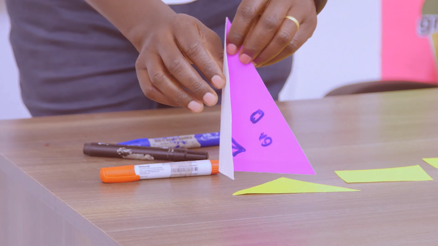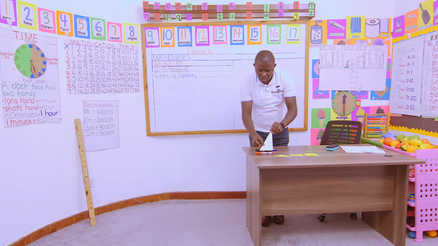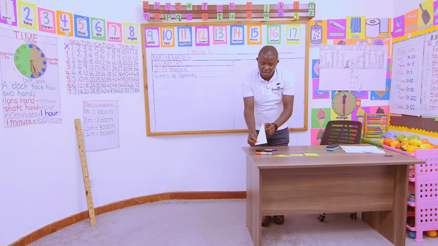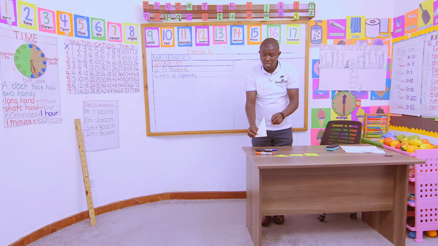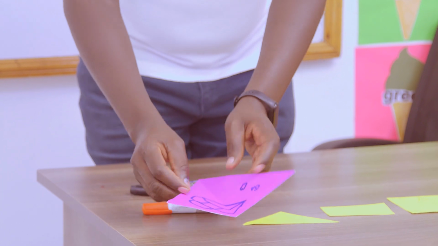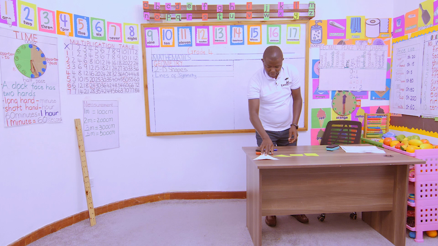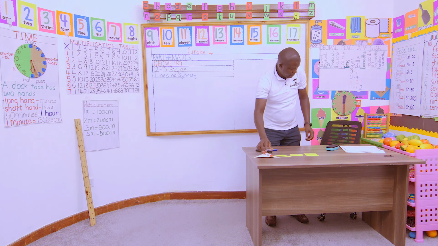Now, if I try to fold it like this, this side is equal to this other side. It has happened because of this line of symmetry. The line that divides these into 2 equal parts is called the line of symmetry. Now, can we try to fold another paper cutout?